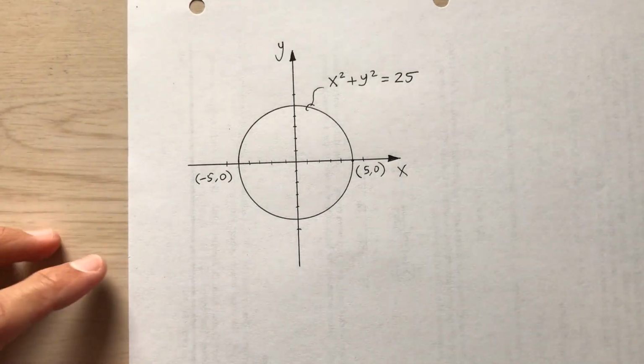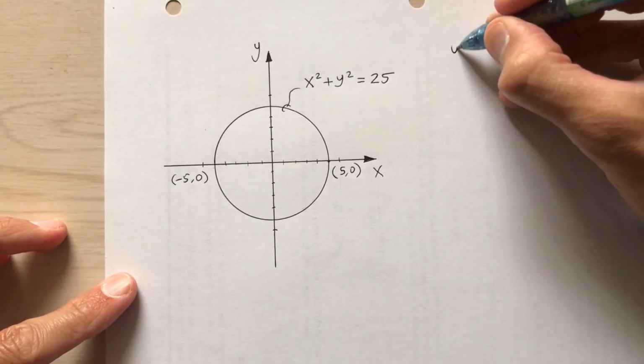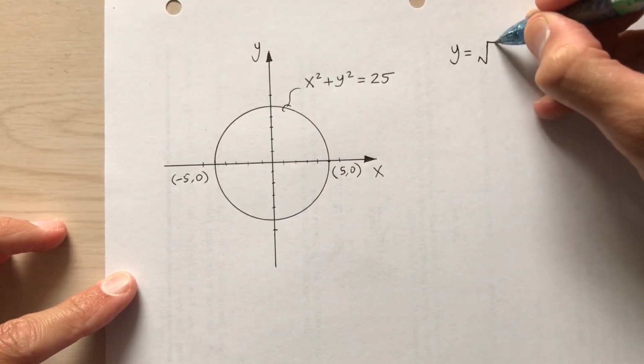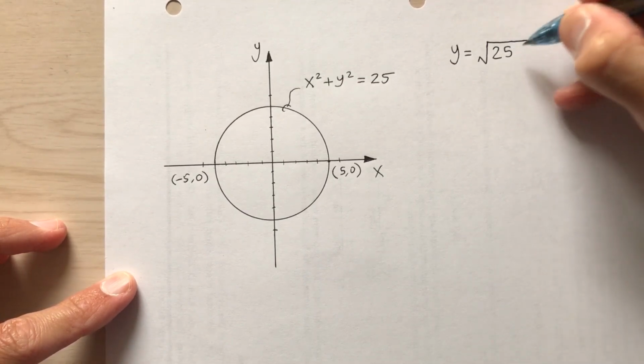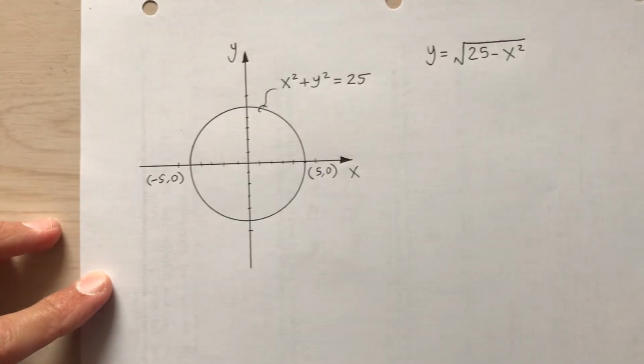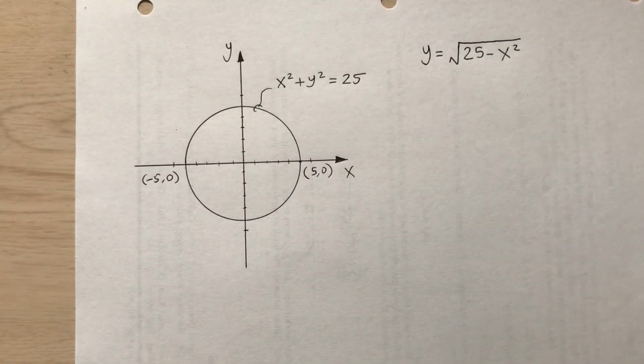Now the top portion of the circle would be y is equal to the positive square root of 25 minus x squared. That's the top part of the circle. So if you want to graph that in a graphing calculator, you'd have to put it in twice. Put it in as a square root of 25 minus x squared. That'd graph the top part, and then the bottom part would be y is negative square root of 25 minus x squared.